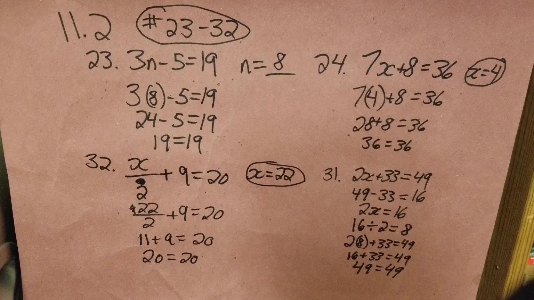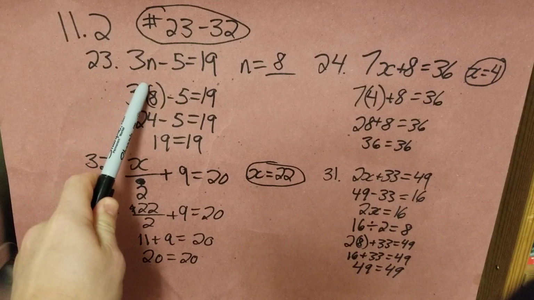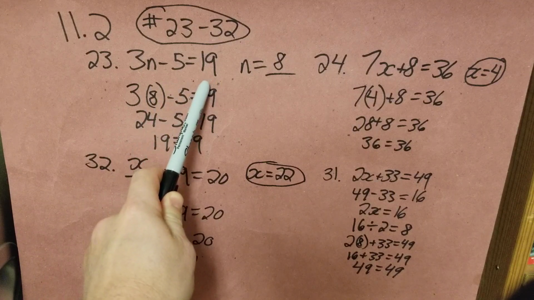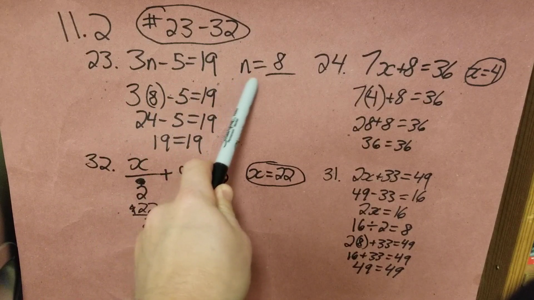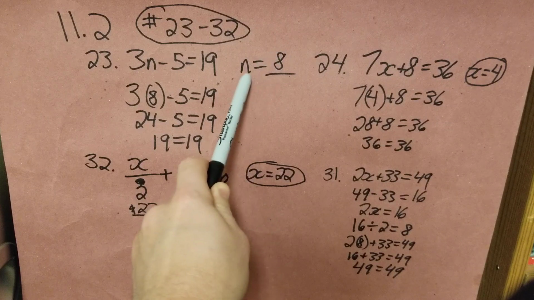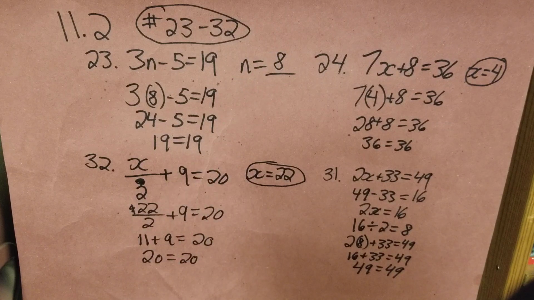So let's take a look at number 23. 23 is 3n minus 5 equals 19, and I want my answer to be n equals something. You don't know that it's 8 yet, so how do I get there? I'm going to guess. I think to myself, 3 times what number minus 5 equals 19? I don't know, so I'll pick a number. Let's start with 5. 3 times 5 is 15, and 15 minus 5 is 10. That's not 19, that's not big enough, so I'm going to go bigger.